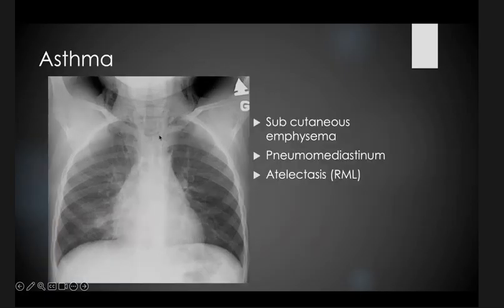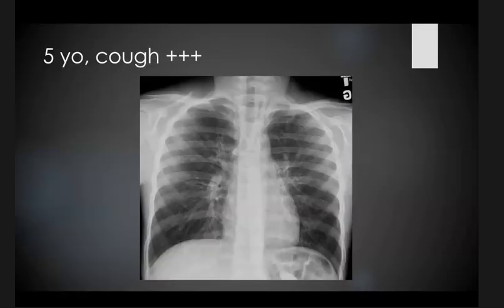So asthma can give pneumomediastinum, atelectasis, and subcutaneous emphysema. It's another case which was more subtle, that the clinician did not see the first time. So you have basically your normal lung, maybe with some peribronchitis, but you see here those little lines on the left side and maybe 1 or 2 on the right side, which was the pneumomediastinum with the asthma. Usually it goes away by itself.